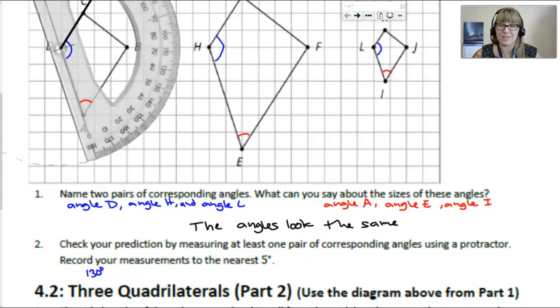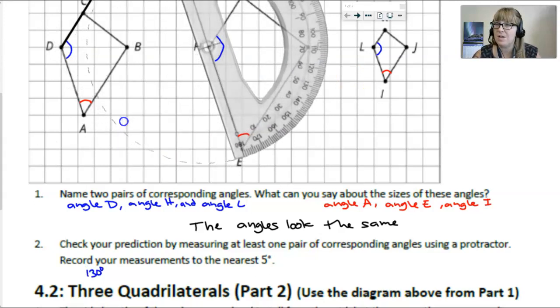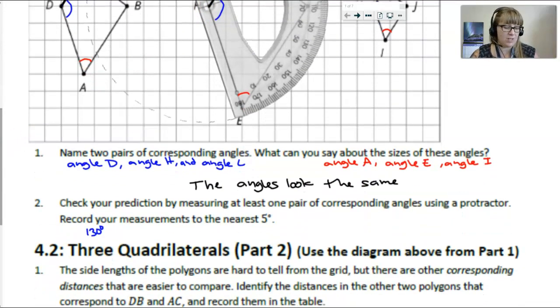I'm going to move over to the next one and see if angle H looks to be the same. Trying to line up that vertex and line up that bottom line. And just like before, I'm still going to have to extend that line. And it looks like it is. It's also 130 degrees. My prediction is coming true so far. So this was angle D, 130 degrees, H, 130 degrees.